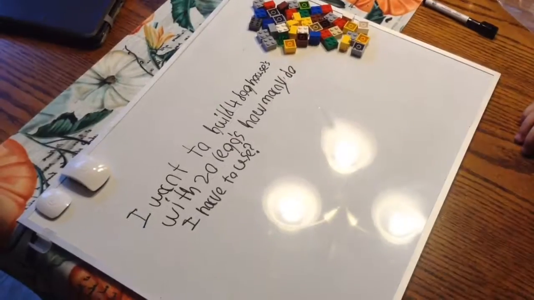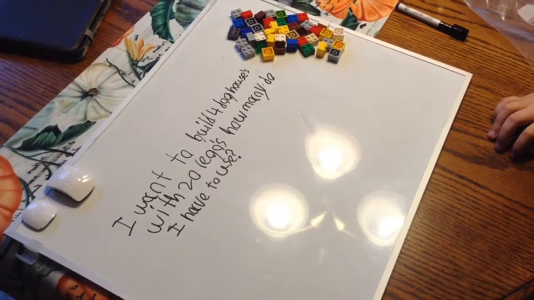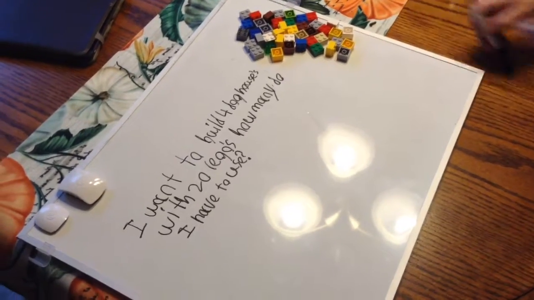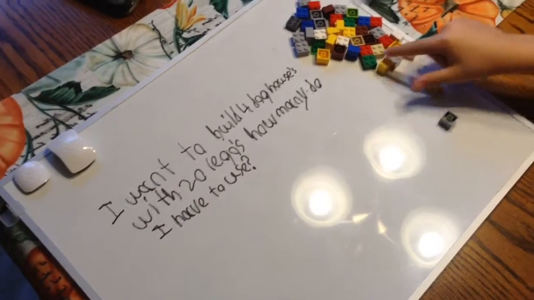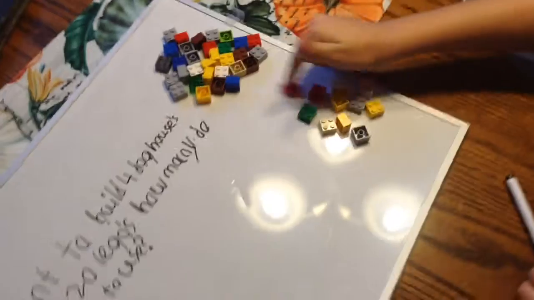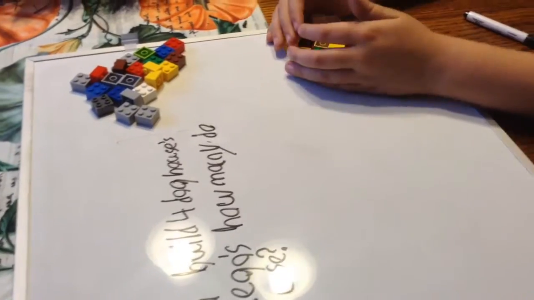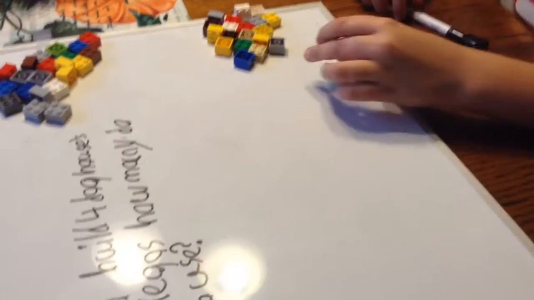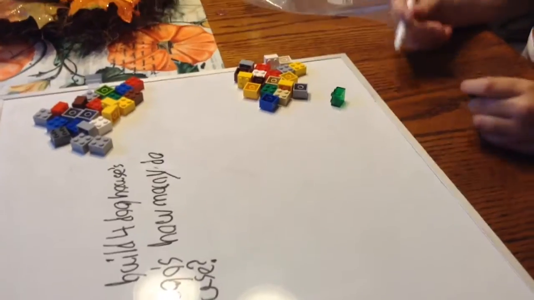I want to build 4 dog houses with 20 Legos. How many do I have to use? Okay, so you've got 20 Legos to build with, and you want to make 4 houses. How many do you get in each house? So what are you doing first? I got my 20 Legos. I want to put them in groups. Okay. I have 4 groups.